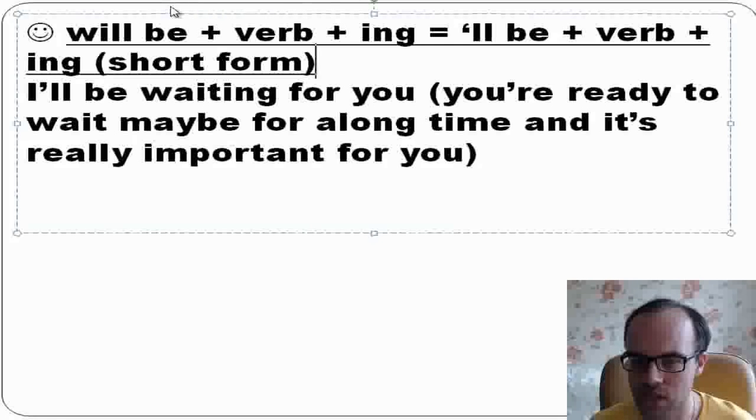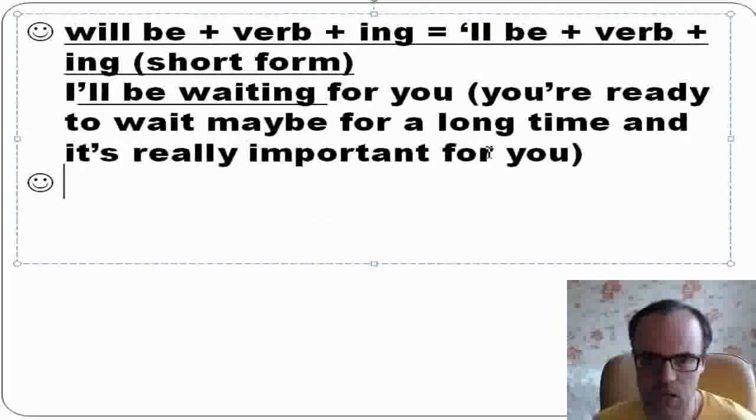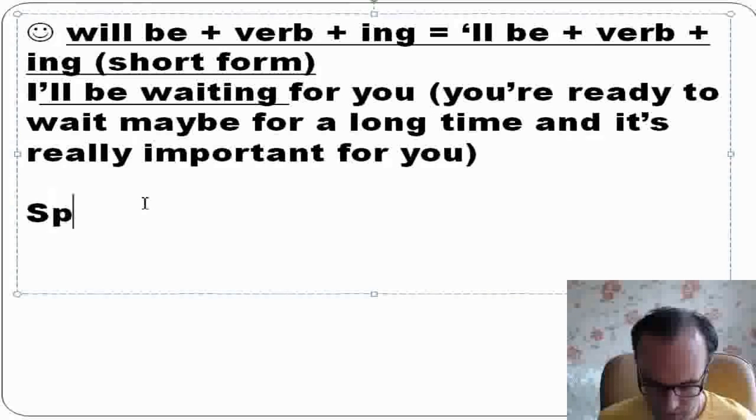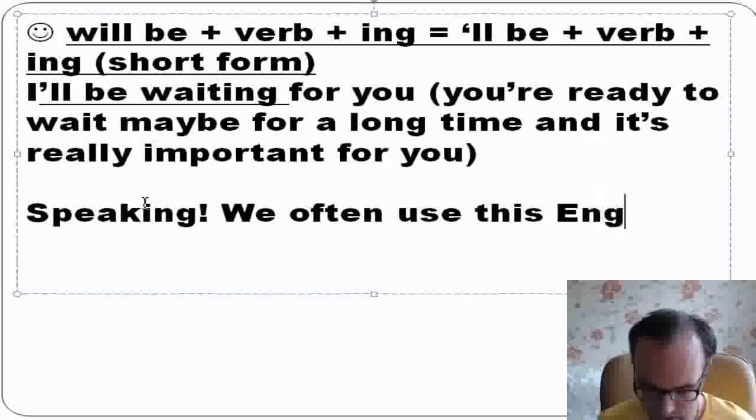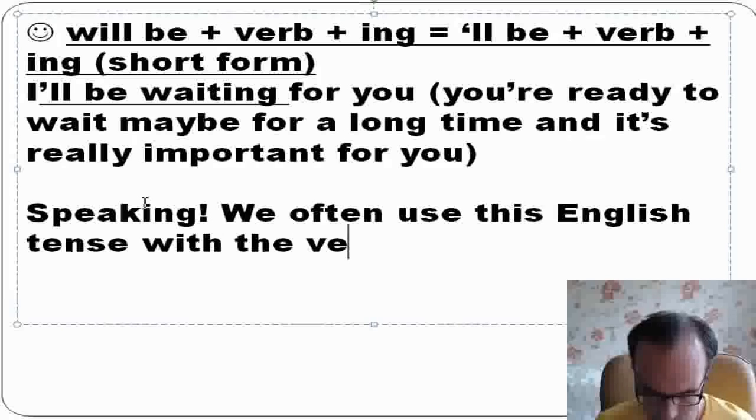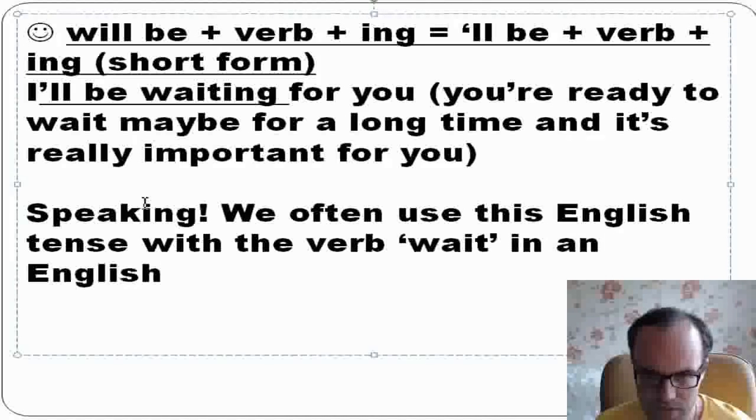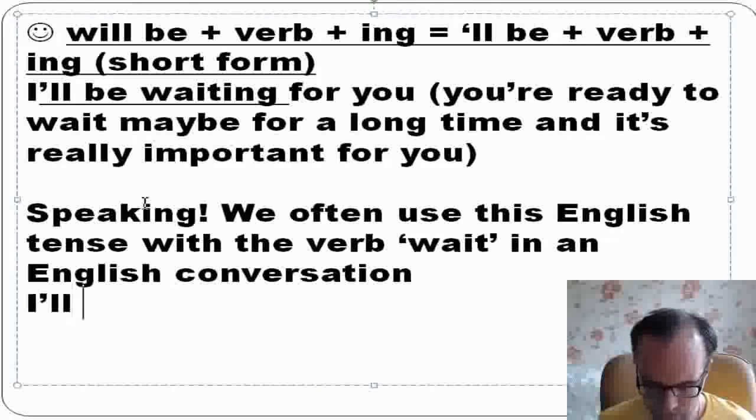You can say, for example, I'll be waiting for you. Yeah, it's a short form. It means that you're ready to wait maybe for a long time, and it's really important for you. And we often use this tense with the verb wait in an English conversation. So if we are talking about speaking, we often use this English tense with the verb wait in an English conversation. So let's look at some examples. I'll be waiting for you. I will be waiting for you.